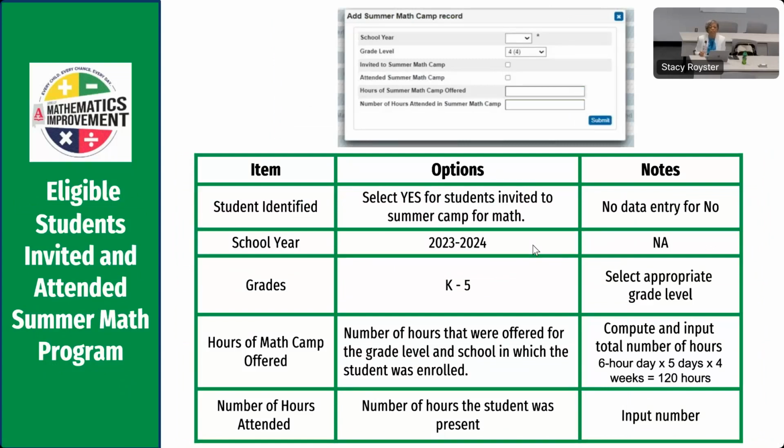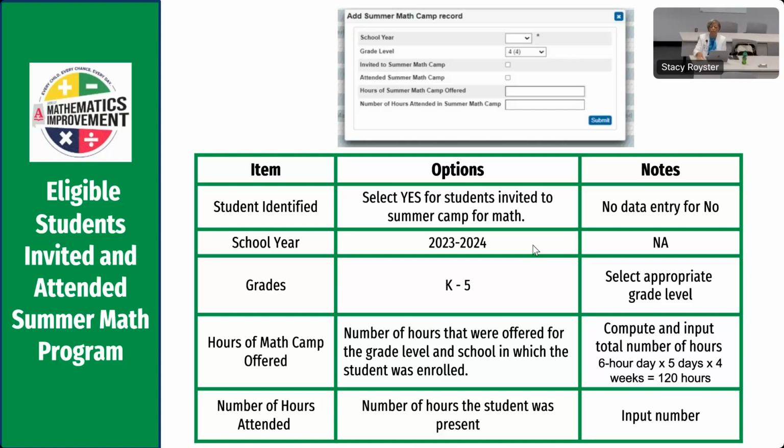The next report to be submitted is the students eligible who were invited and attending the summer math program. So again, select yes if the student was invited. That means the student has an identified deficiency in the area of mathematics. The school year, the current 23-24 school year, select the appropriate grade level, K through 5. Now for the hours of mathematics camp offered, we need to know the total number of hours that were available. So we need you to compute that and input just the total number of hours. And there's an example here.